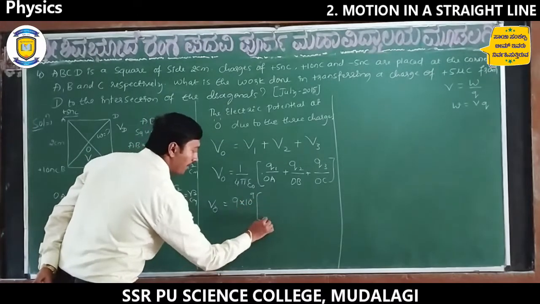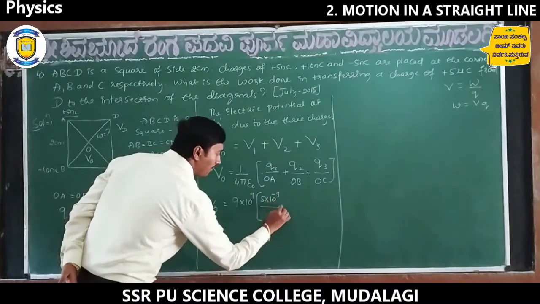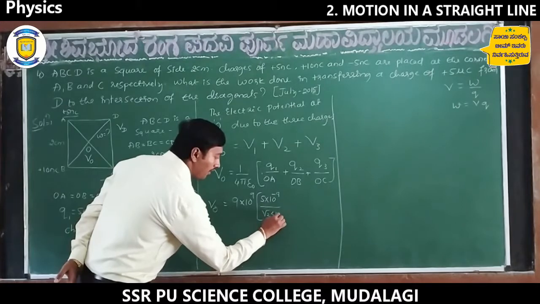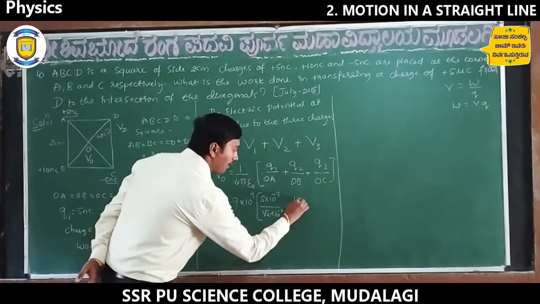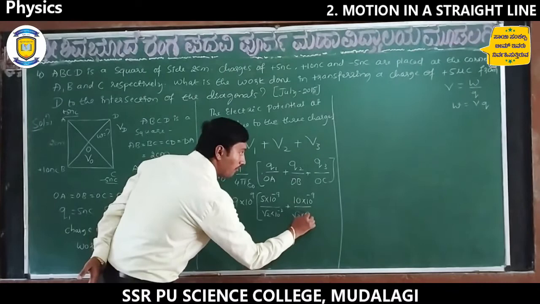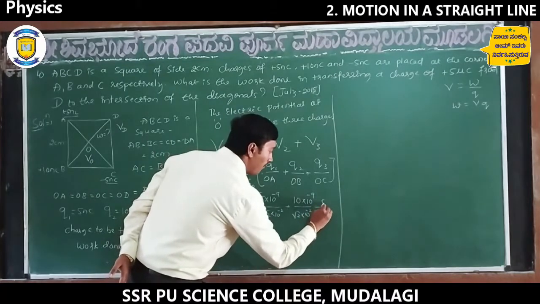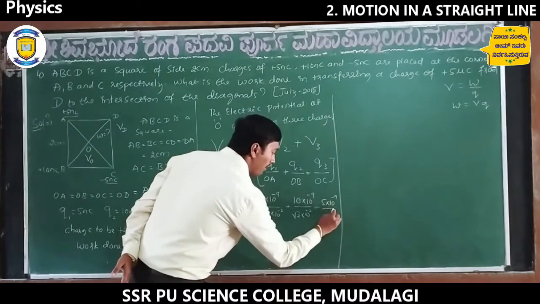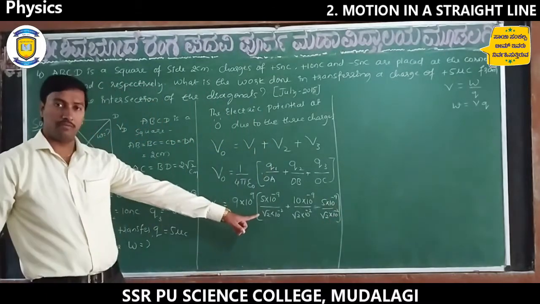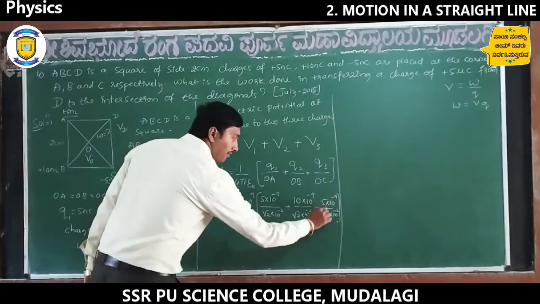Next, Q1 is 5 into 10 raised to minus 9, divided by OA, which is root 2 centimeter, root 2 into 10 raised to minus 2, plus 10 into 10 raised to minus 9 divided by root 2 into 10 raised to minus 2, plus Q3 is minus 5 into 10 raised to minus 9 divided by root 2 into 10 raised to minus 2. The values are the same, one is plus and one is minus, correct? So the values cancel.